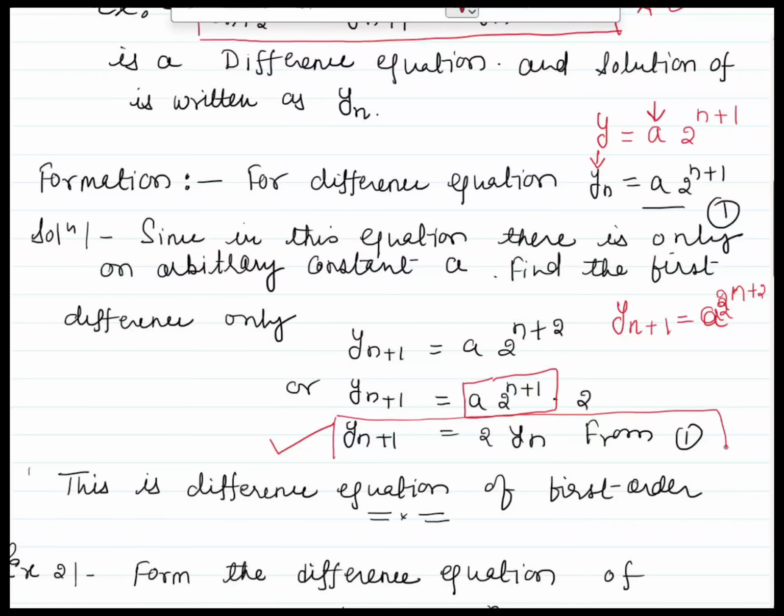This is not a relation between dependent and independent variable, but it is a difference equation. This difference equation consists of a dependent variable y and independent variable n and its differences. So this is our difference equation which contains dependent variable, independent variable and its differences. So what is the difference? Here the first difference.